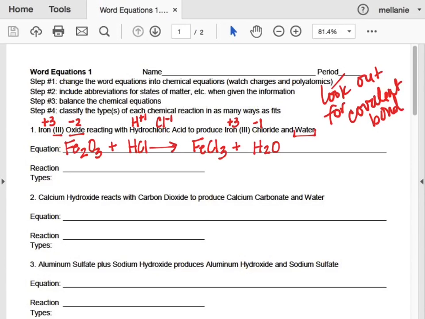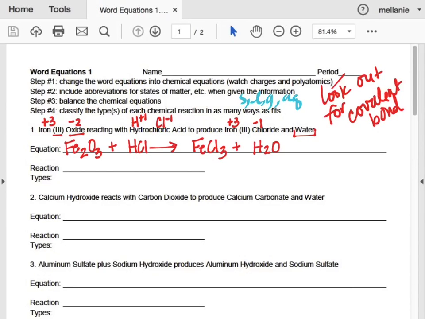The next step says, include the abbreviations for states of matter. So that means I need my solid, liquid, gas, or aqueous. But in here it doesn't tell me anything, so right now we don't need to do number 2. Number 3, balance the chemical equation. So now we need to balance it.